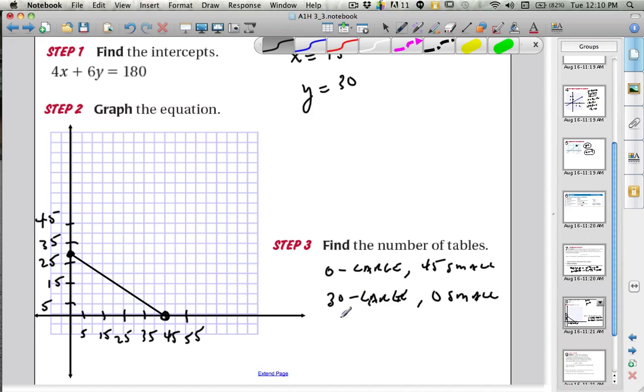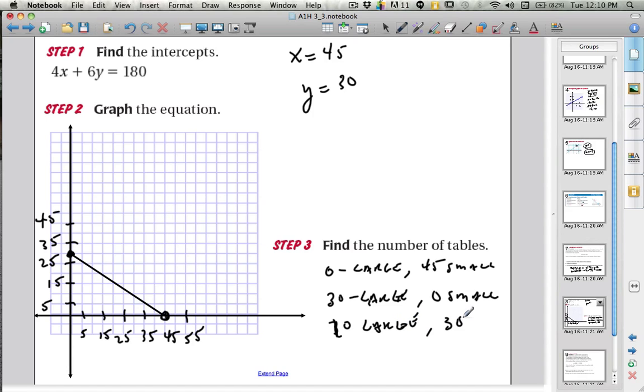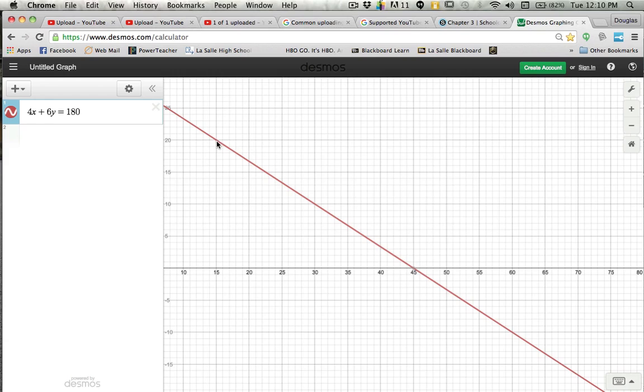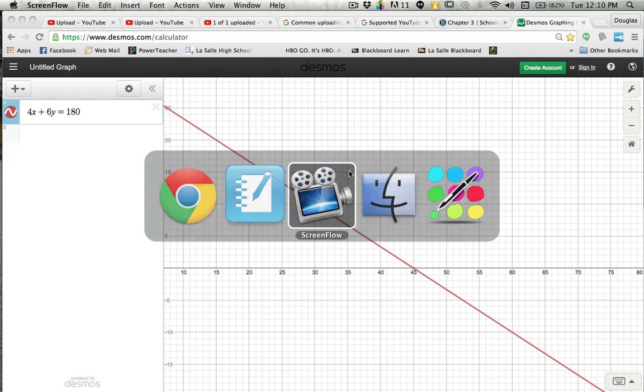So I know I can do 10 large and 30 small. And I could go ahead and pull up another location off of here. It looks like I can do 15 large and 20 small.